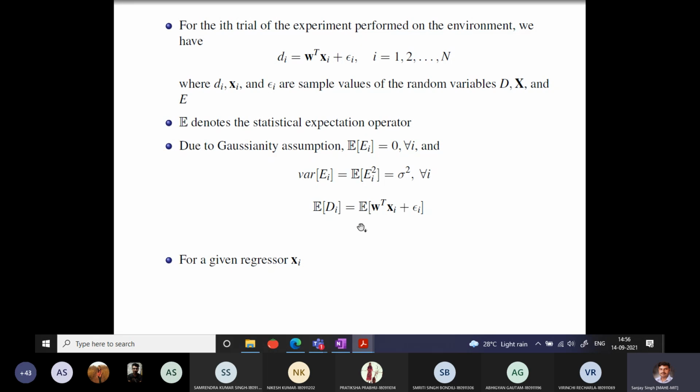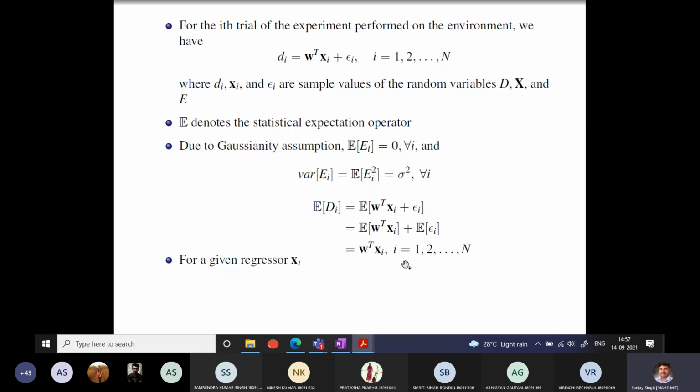When I take it inside, it looks like something like this: E of w^T x_i plus E of epsilon_i. Now, just now we have seen that the statistical mean of this error is 0, so this part will become 0. And remember that here w^T x_i will give a scalar value, which is nothing but a constant. The expectation of a constant is the constant itself. So this comes out to be w^T x_i.